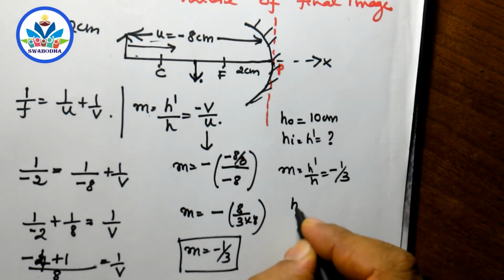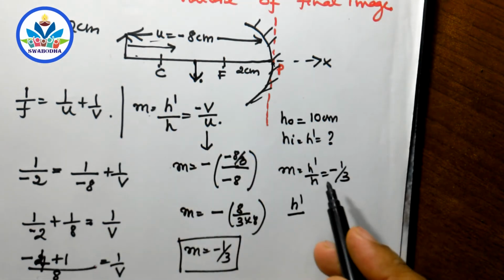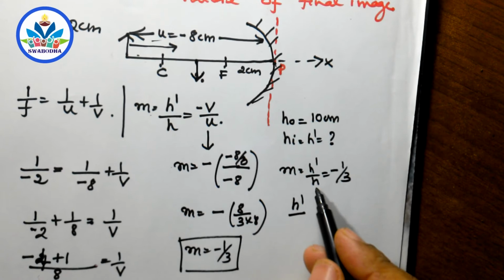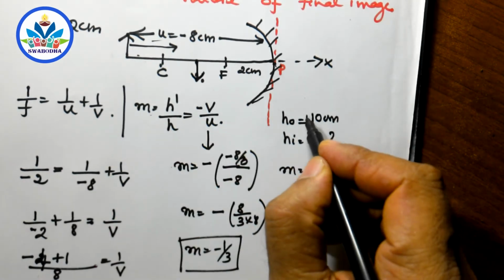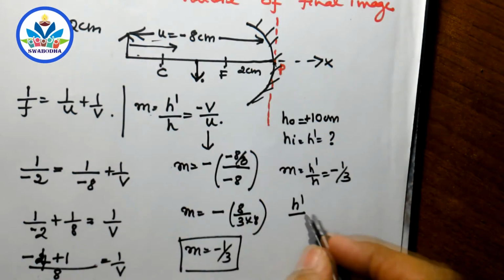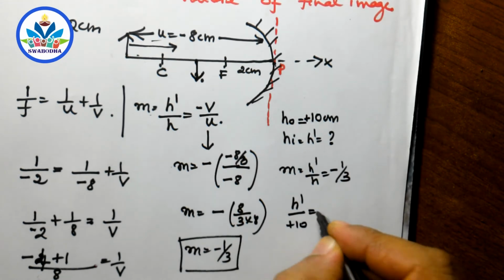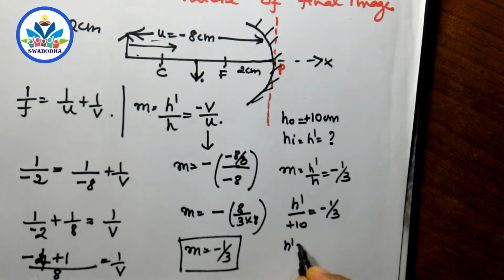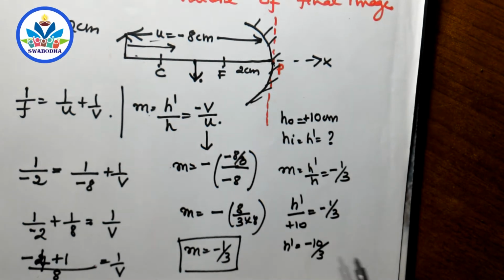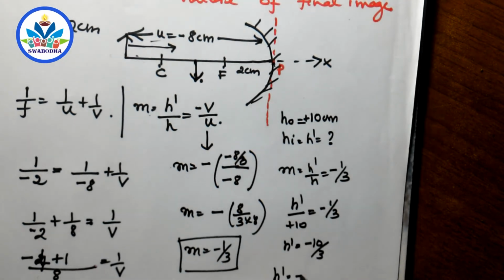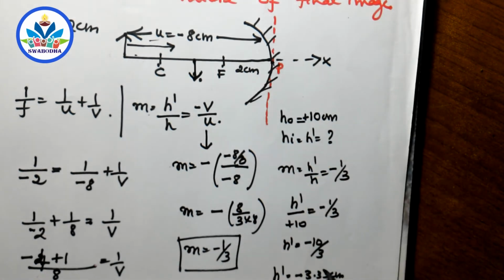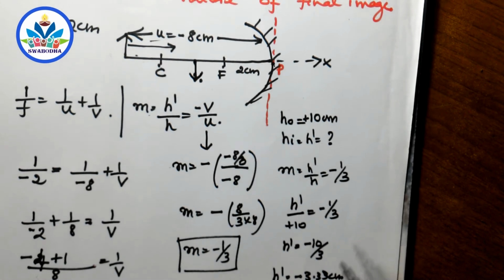H dash we have to find out. Of course, you should get it as negative. Height of the object, H, that is taken as 10. That is plus 10. Can you tell me why it is plus 10? It is above the principal axis. So plus 10 is equal to minus 1 by 3. Okay, minus 1 by 3. H dash is minus 10 by 3. Of course, H dash is equal to minus 3.333 centimeters if this is 10 centimeters. Okay, this is the height of the image, which is lesser than 10.